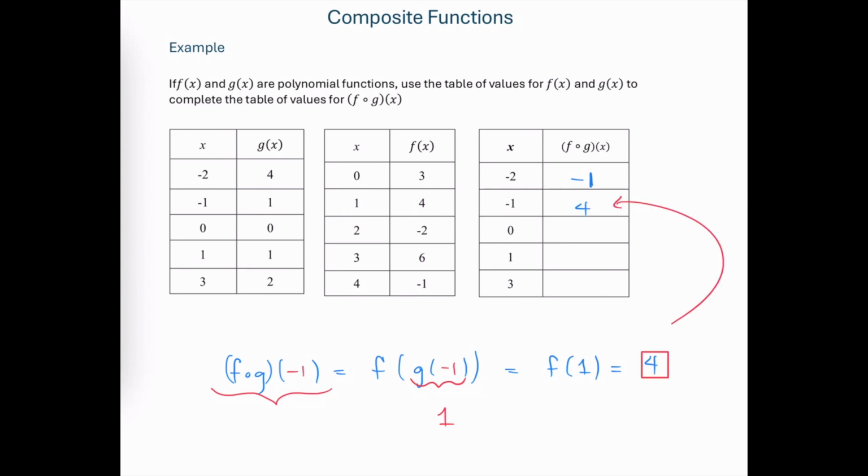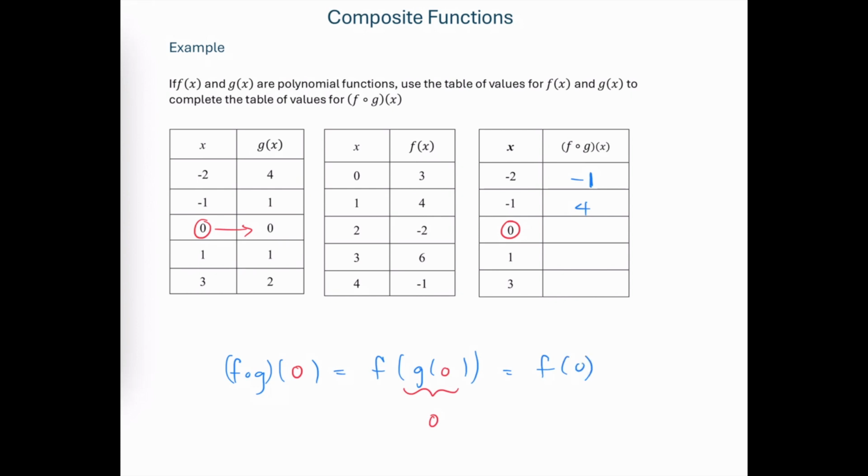So let's do this again. We're now looking at f composed with g at 0, which means that we plug 0 into the g function first. 0 plugged in the g function has an output of 0. That output becomes the input for the f function. So now we look for 0 on the f table, and its corresponding output is 3, and that will be the output of the f composed with g function, where the original input was 0.